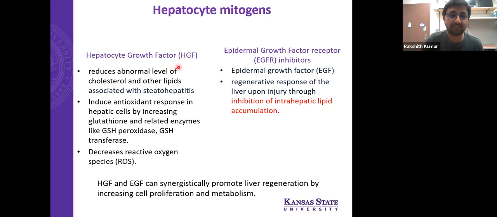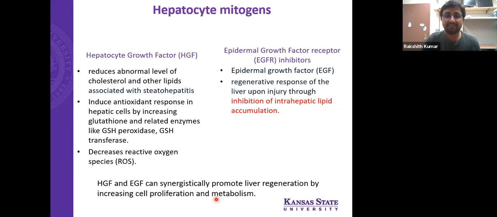How the hepatocyte growth factor functions is it reduces the abnormal level of cholesterol and other lipids, and then it induces the antioxidant response in hepatic cells by increasing the glutathione and related enzymes like GSH peroxidase and GSH transferase, and also it decreases the reactive oxygen species, so it mitigates the liver injury. And epidermal growth factor helps in the regenerative response of the liver through inhibition of the intrahepatic lipid accumulation. So the steatosis can be mitigated by using these two.